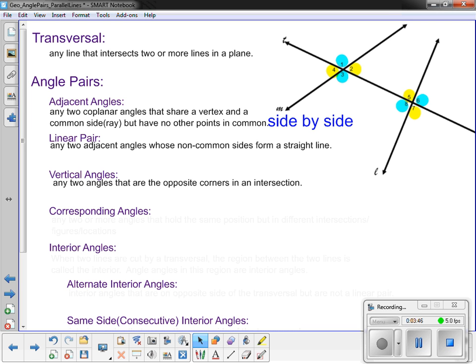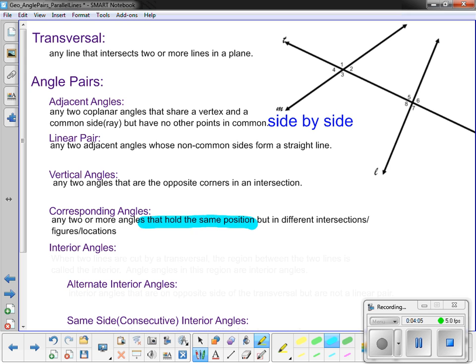Now, where do we go from there? We come up with this idea of what we call corresponding angles. Corresponding angles are any two or more angles that hold the same position but in different intersections or figures or locations. So to be corresponding, the big thing is that they have to hold the same position. They've got to be in the same place. In this case, 1 and 5 are corresponding angles. They're both the upper left, or the top intersection, if you want to think of it that way.